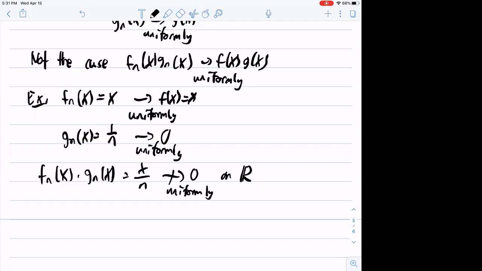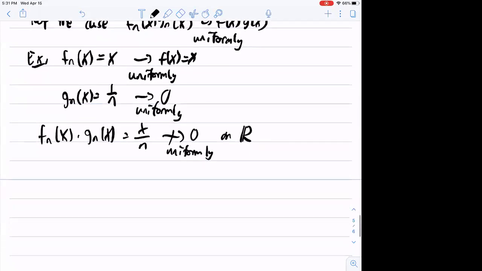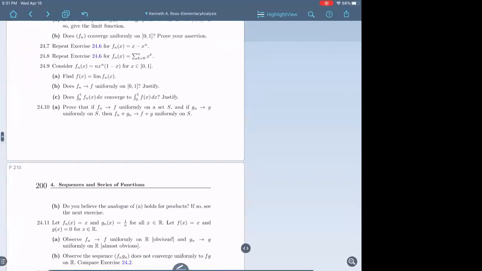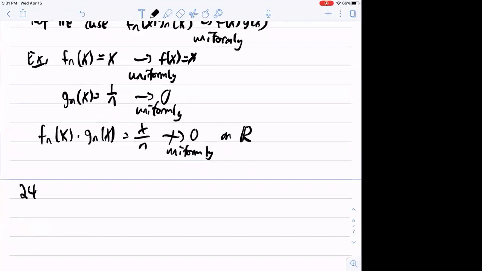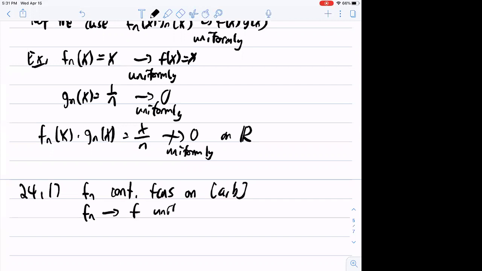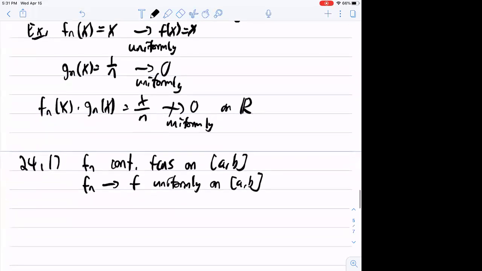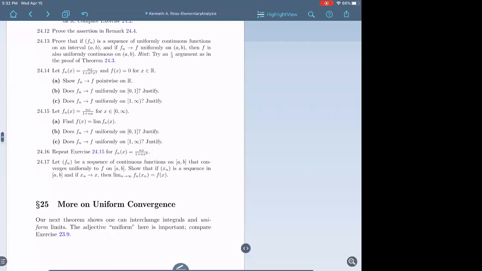Okay. So let me conclude with the hardest question of today. This actually requires some thinking, but this is the proof-based one. So let's do 24.7. Fn is a sequence of continuous functions on AB that converges uniformly to f on AB. Fn continuous functions on AB, and Fn goes to f uniformly on AB. Okay, so let me continue the problem. Show if xn is a sequence in AB and xn goes to x, then this goes to f pointwise.